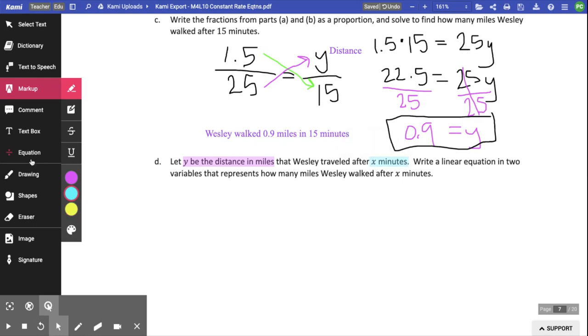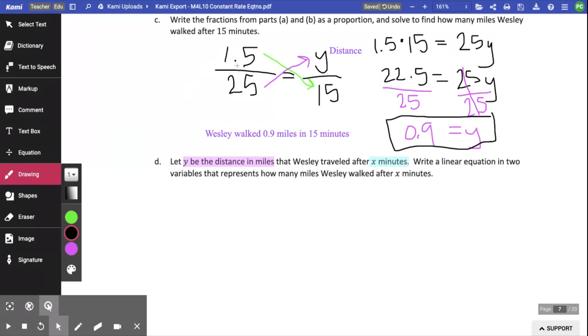So what we want to do is very similar to part C, where we want to create this equal proportion. I'm going to use Wesley's original constant rate, which is walking the 1.5 miles to school in 25 minutes, distance over time. And I'm going to set that equal. I'm going to have an equal proportion to how many miles he can walk in a certain amount of minutes. So we don't know how many miles he's going to walk, so we're going to use the letter y to represent the distance in miles. We also don't know how many minutes he's going to walk, so we're going to use the letter x to represent the time or the minutes, okay?